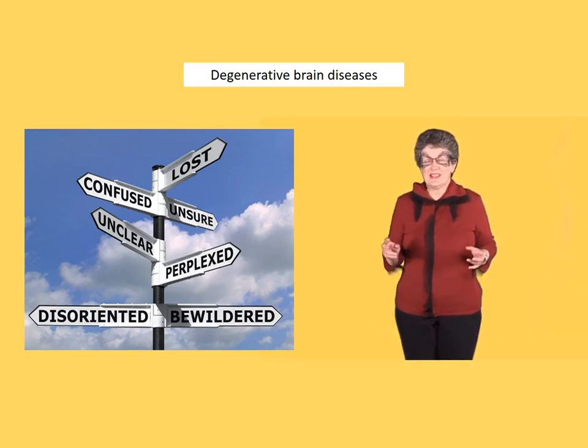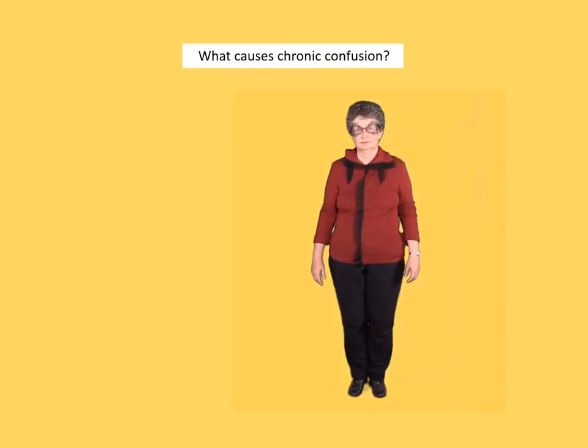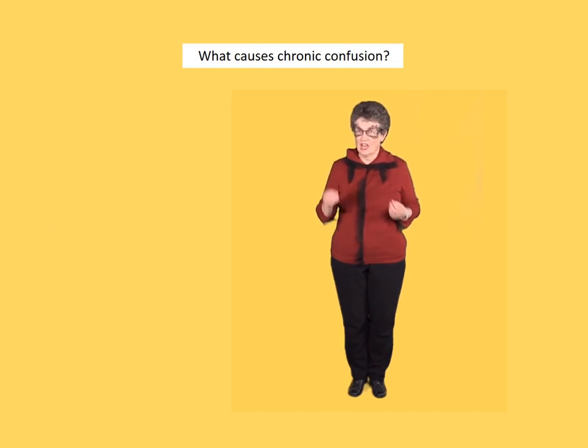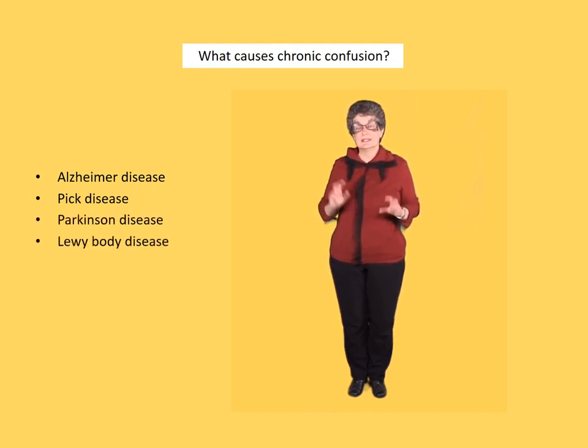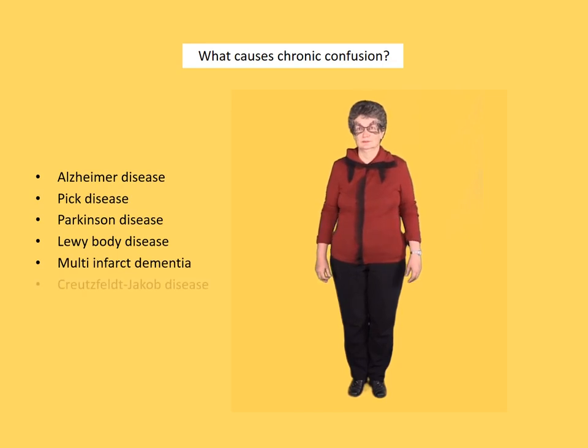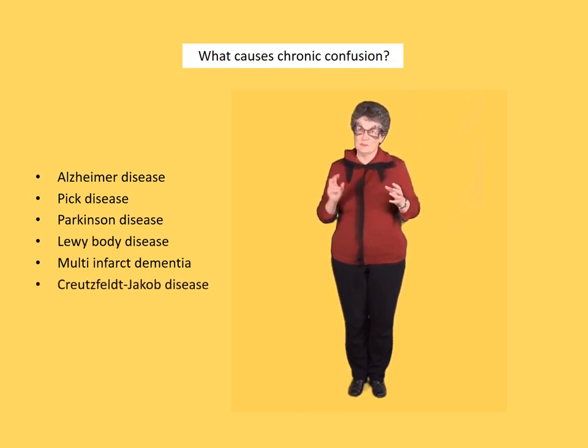In this video, we're going to think about degenerative brain diseases, which often present as dementia. Let's start by thinking, what diseases can cause chronic confusion? There's a list of them here. Many of them you'll have heard of before: Alzheimer's disease, Parkinson's disease, but some of them you won't. The confusion that each of them causes is subtly different. It leads to a slightly different dementia.